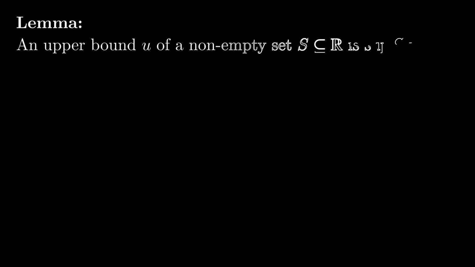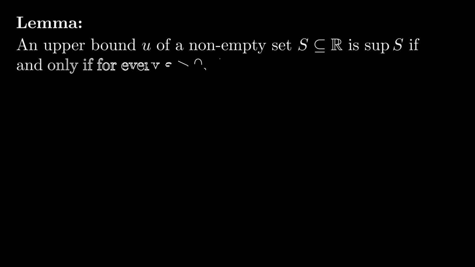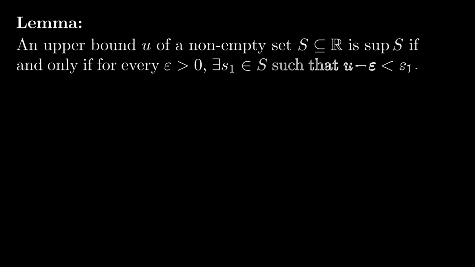Let's prove a lemma. An upper bound U of a non-empty set S of R is the supremum of S if and only if for every epsilon greater than 0, there exists s1 in S such that U minus epsilon is less than s1. For the forward direction, let U be the supremum of S.